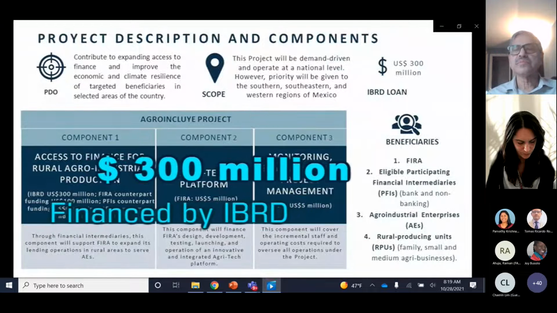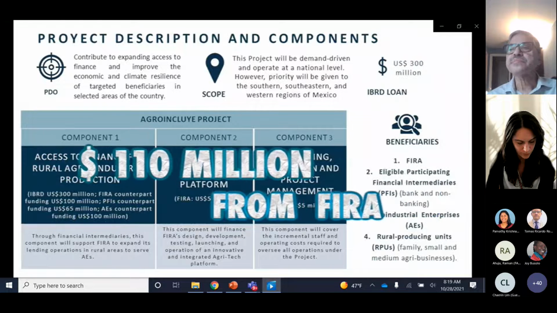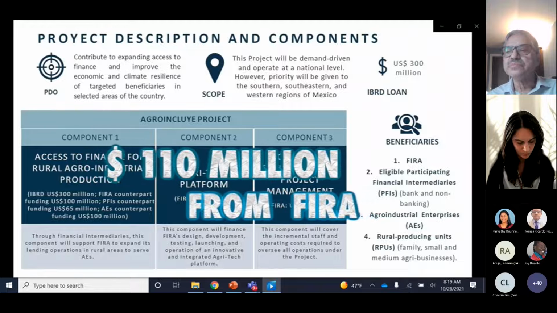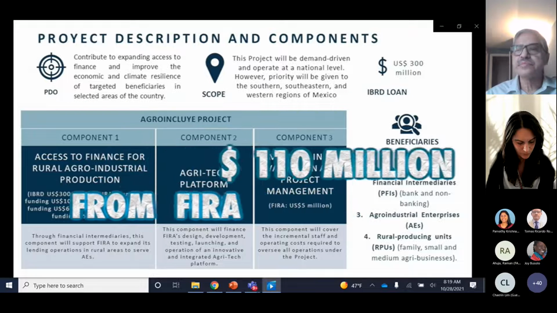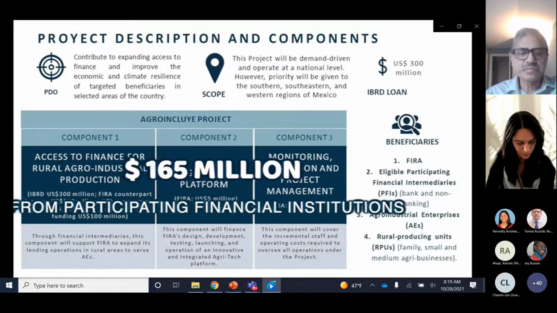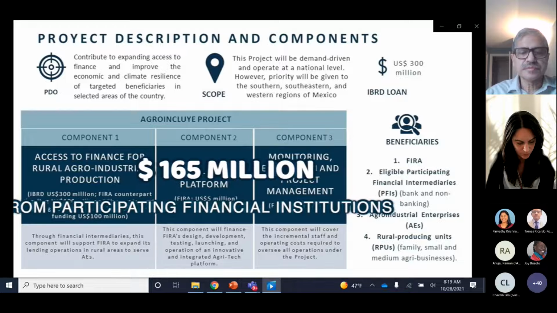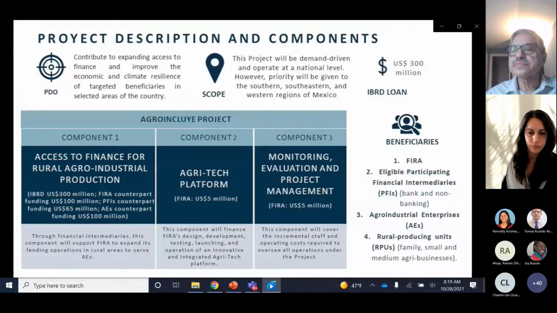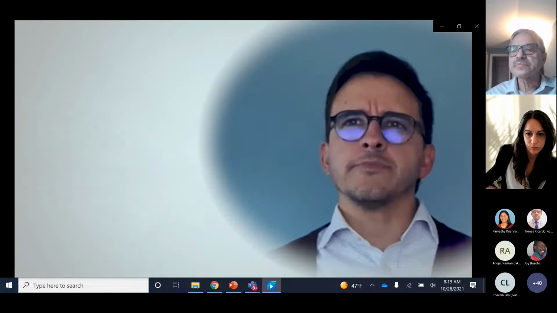and it will mobilize an additional $110 million from the counterpart institution FIRA, and another $165 million from participating intermediate financial institutions. The development objective of AgroIncluye is to contribute to expanding access to finance and improve the economic and climate resilience of targeted beneficiaries in selected areas of the country.